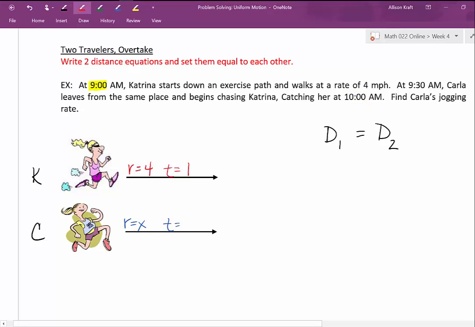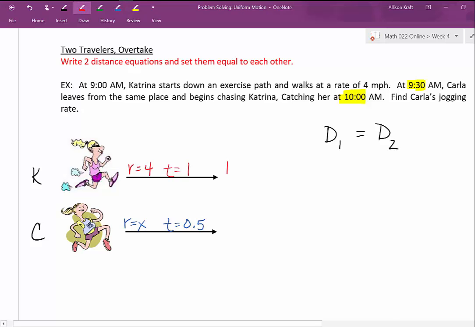Carla, however, starts running at 9:30 and catches up with Katrina at 10. So the amount of time she spent running was only a half an hour. And we need to make sure to keep the unit the same. Since we were talking about hours before, we need to write this as hours as well. I'm going to write this 0.5.